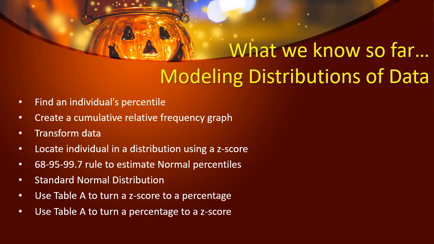Then we learned about standard normal distribution. Basically, we learned that I can have a distribution of z-scores, and then my mean is 0 and my standard deviation is 1 when it's standard normal, aka z-scores. We learned how to use Table A to turn a z-score into a percentage, and we did that with tech as well. And we also learned how to use Table A to turn a percentage into a z-score, and we learned that with tech as well.